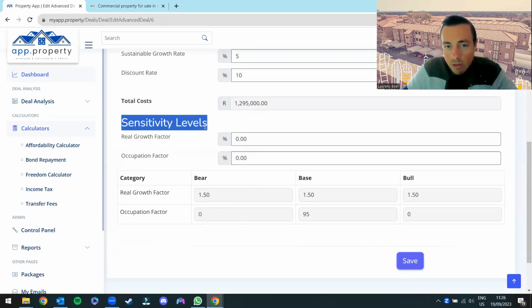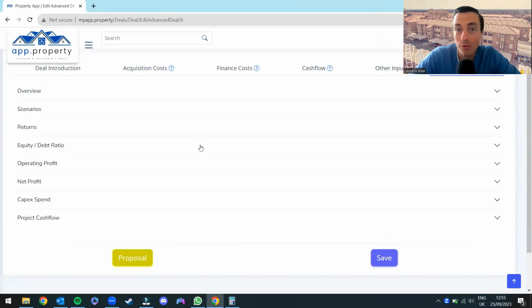And then sensitivity levels, we want to understand how far this deal can go before it becomes a bad deal. So we're going to look at a bear, base, and bull case scenario. Bull being optimistic, base being neutral, and bear being pessimistic. And now we go to the final tab, the summary tab, and this is where it's telling you whether it's a good deal or not.